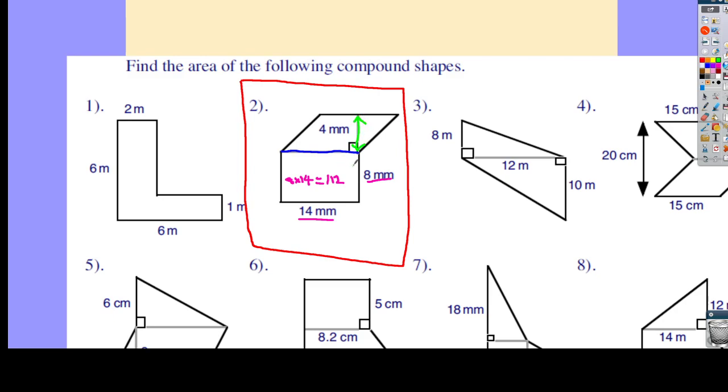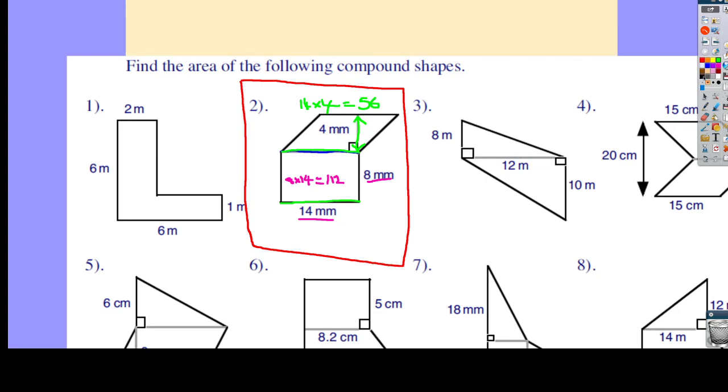But what's the base of this parallelogram? Well, we have to think about the rectangle that's underneath. The bottom of this rectangle, this line here is 14. And in a rectangle, those opposite sides are equal length. So this side here is also 14, which also doubles up as the base of this parallelogram. So for the area of this parallelogram, we're going to need 14 times 4, which is going to give us 56. And that'll be millimeters squared.